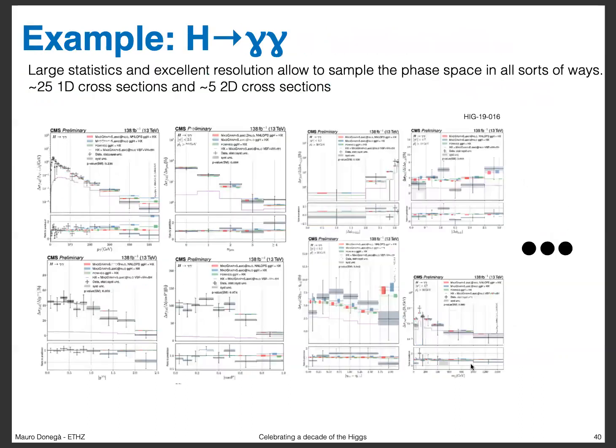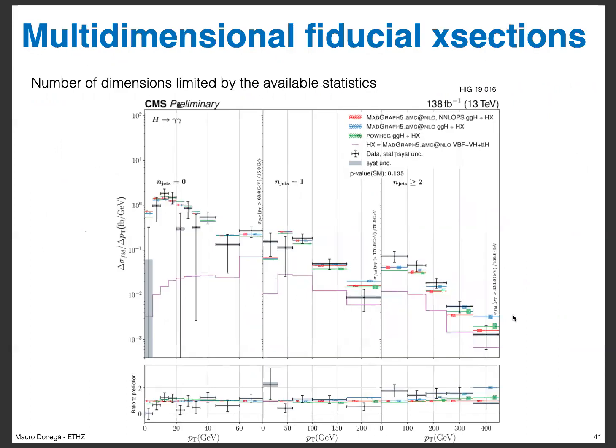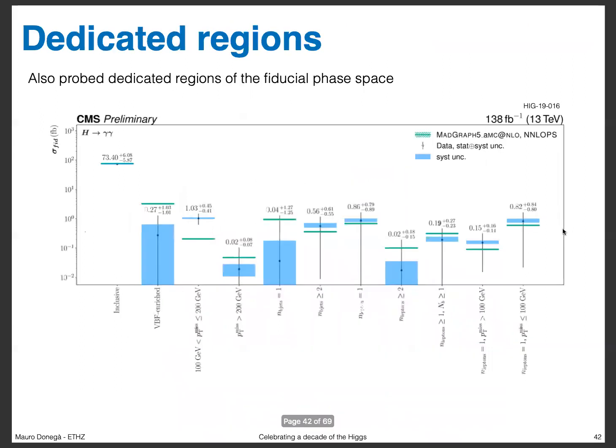We're now capable of producing about 25 differential cross sections in gamma gamma 1D, and we're also producing 2D cross sections like this one, where we measure the pT as a function of the number of jets, 0, 1, and 2. So we can go more and more differential. The trouble there is, of course, the statistics we have. The larger the number of dimensions, the larger the statistics you will need.